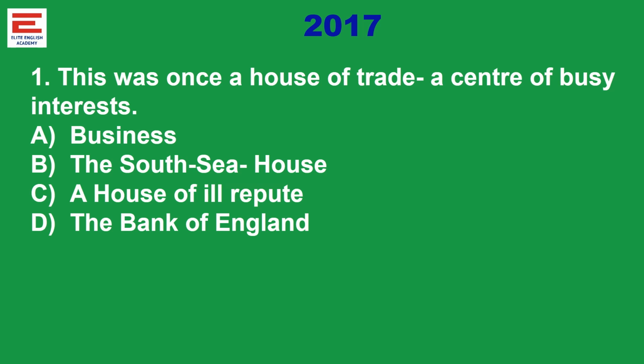Naturally, you can narrow down the scope. So here the other options are business, ill repute, the Bank of England. They are a little bit distant. So once you know this question is asked from Essays of Elia, immediately you will fix the answer as the South Sea House.